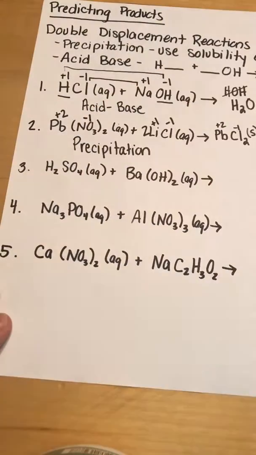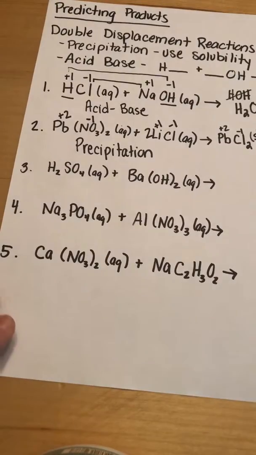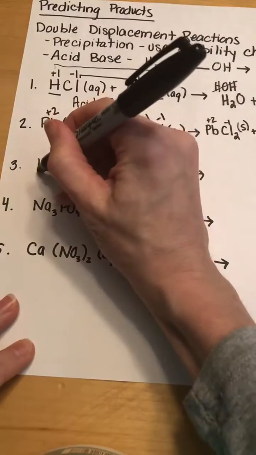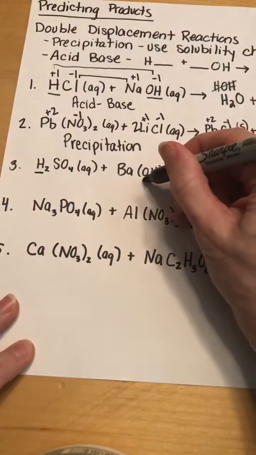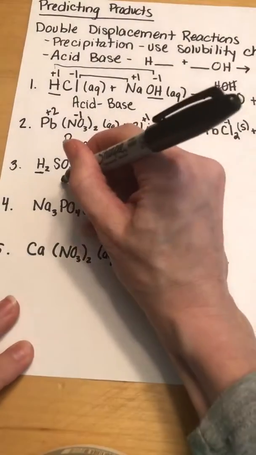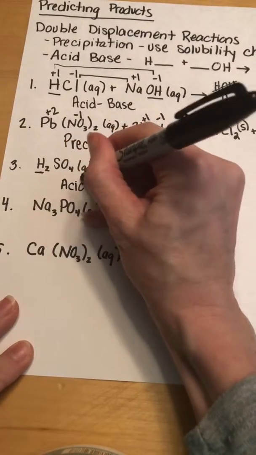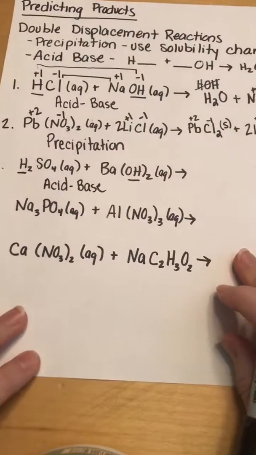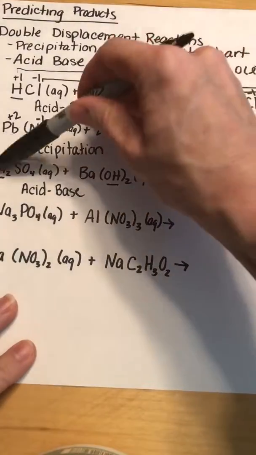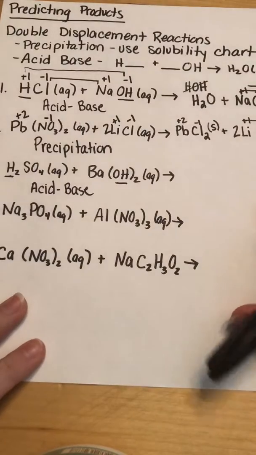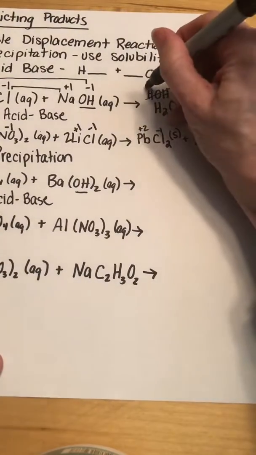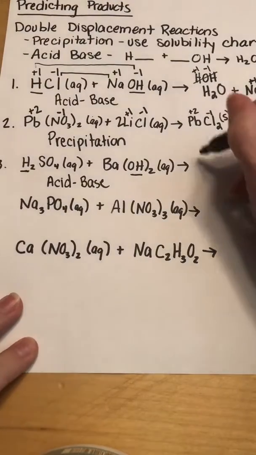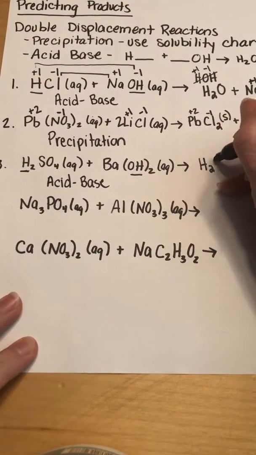Number 3, I have H2SO4 and Ba(OH)2. If I look at this, it's double displacement, because I have compound plus compound. This first compound starts with an H, this compound ends with an OH, so I know that this double displacement reaction can be further classified as an acid-base reaction. So I'm going to predict my products. The H and the OH come together, just like it did up here. And I forgot to write our charge, which is a +1, -1. Anytime H and OH come together, you can just go ahead and write that as water.